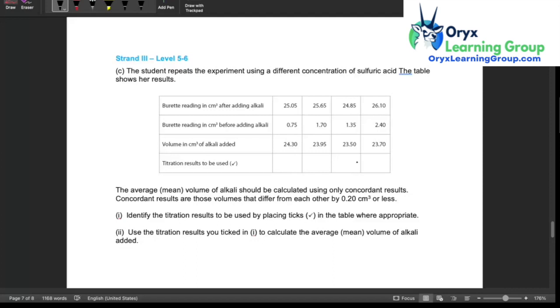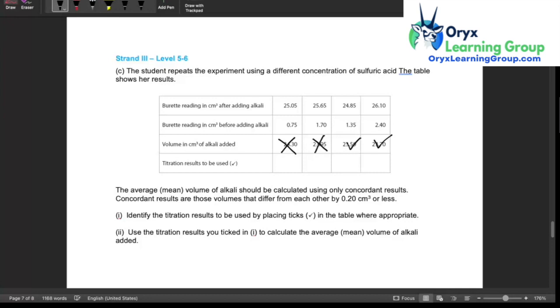Does anyone not understand the question? Does everyone understand the question? Is it 23.5 and 23.7? Yes, correct. That's right. It says that concordant results are those volumes that differ from each other by 0.20 cm cube or less. So this one and this one differ only by 0.20 cm cube, right? So this one will definitely come in, and this one too. This one is very far away, so there is no question. Then 23.95 is close to 0.20, but it has a gap of 0.25 cm cube.